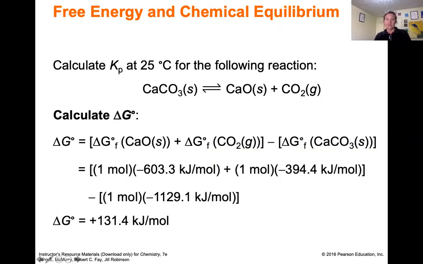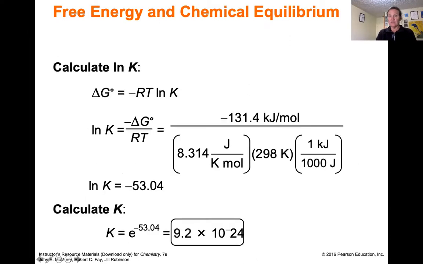So this is asking us to get the Kp. So in this reaction, Kp would simply be the pressure of CO2. So if we add up delta G's of formation of products, subtract reactants, we end up with a delta G naught of plus 131.4 kilojoules per mole. If we plug that into this equation and solve for K, we get a very, very, very small K value, 9.2 times 10 to the minus 24.